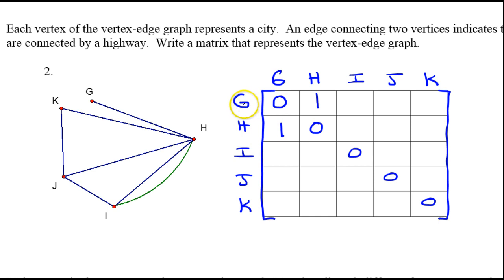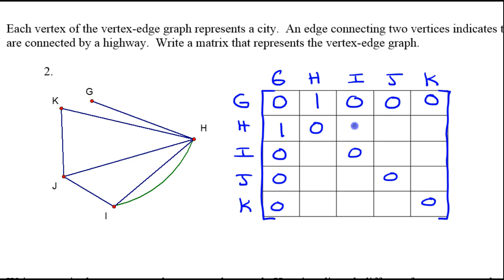What about, is there a highway from G to I? From G to I, there's no highway, so I'll put a 0 there. That means I to G, there'll be a 0 there as well. What about connecting G and J? G and J, no highways, meaning J to G, also no highways. What about from G to K? From G to K, 0 highways. That means from K to G, 0 highways.